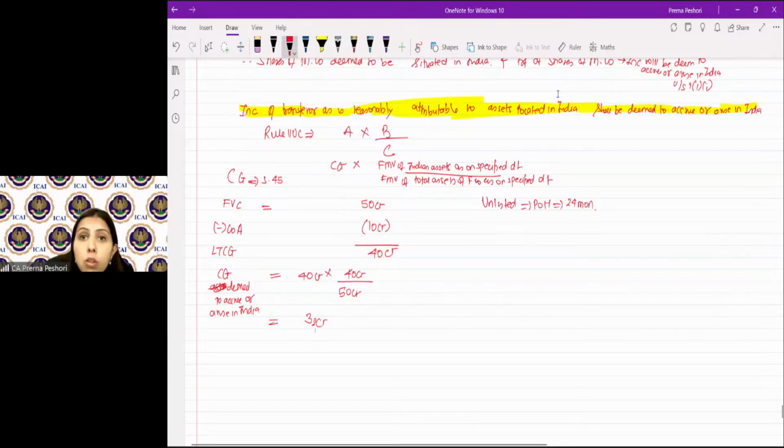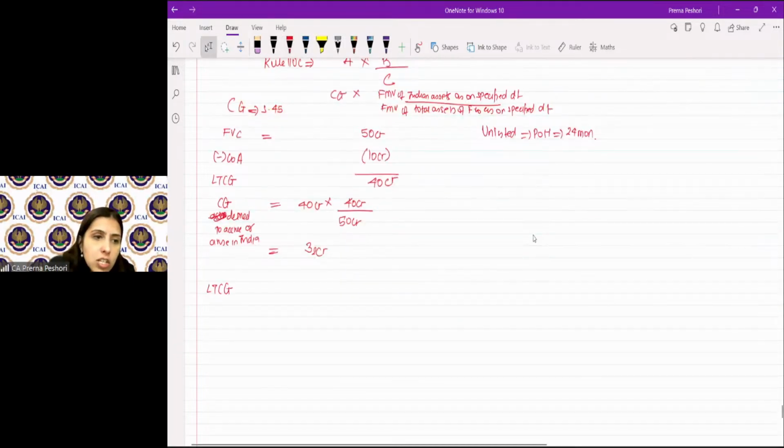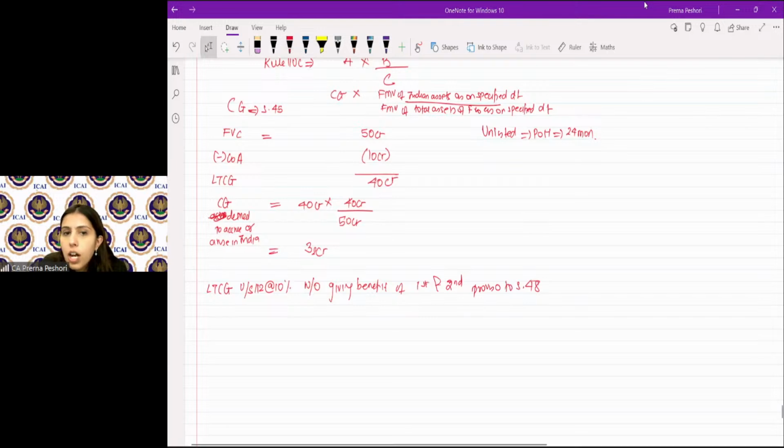Here, indexation will not be applicable, students, even though this is long-term capital gain, because the LTCG is taxable under Section 112 at the rate of 10% without giving the benefit of the first and second proviso to Section 48. Are we clear? So, Section 112 says that the tax on unlisted securities will be at the rate of 10% without considering the first and the second proviso to Section 48. So the tax here will be 10%. That is why we are not considering indexation over here.